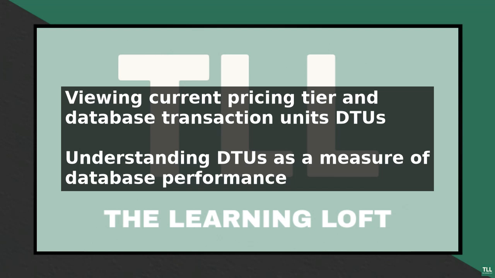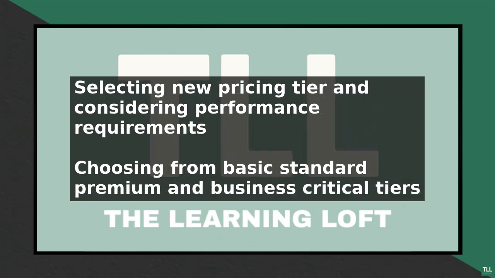When selecting a new pricing tier, consider the performance requirements of your database, including the number of DTUs, storage, and IOPS. You should also consider the cost and make sure it fits within your budget. Once you have selected the new pricing tier, click on the Apply button to save the changes. The database will then be scaled up to the new pricing tier.